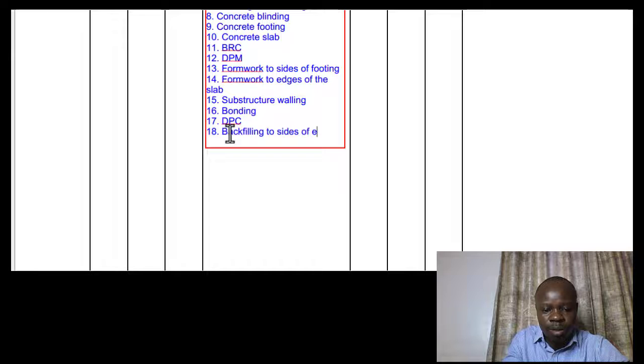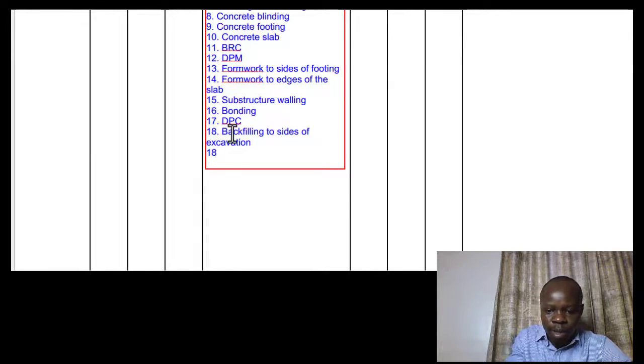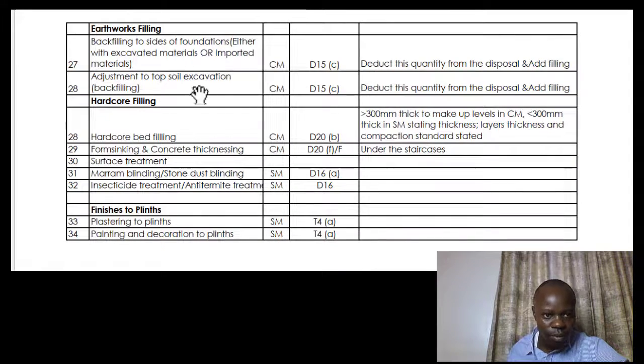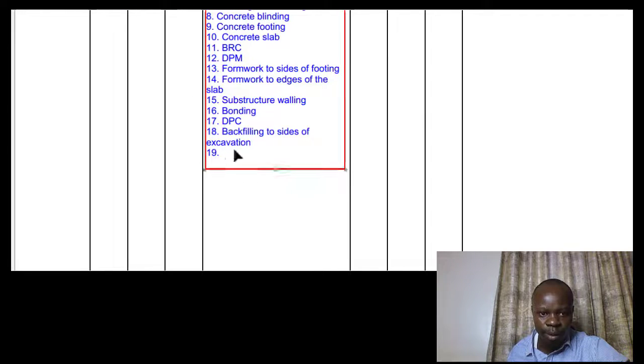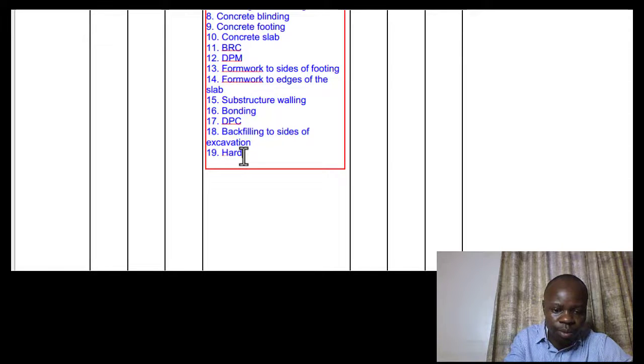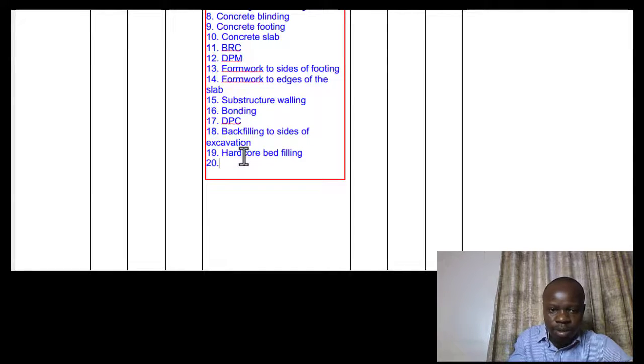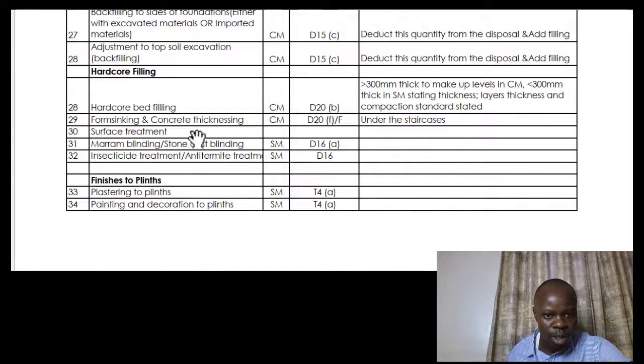Backfilling to sides of excavation. Okay, then we'll go to number 19 and see what next. Yes, leave alone number 28. Then we'll go to hardcore bed filling. Then another one would be at number 20, which is foam sinking.